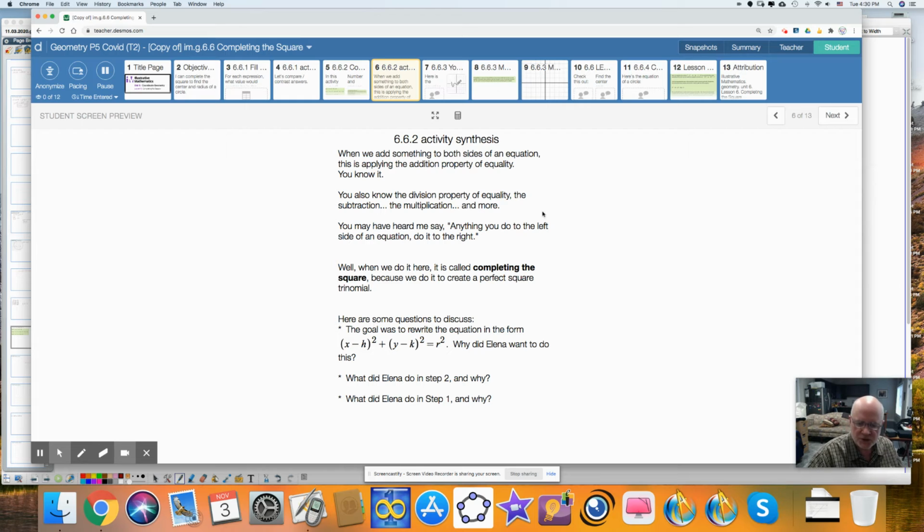So here are some questions to discuss. Why do you think we wanted this form? We wanted this form because we want to know what h and k is. This is the center of the circle. We want to know what r is, which is the radius of the circle. And in this form, you can look at the equation and know that. Why did she do step 2? Why did she do step 3?